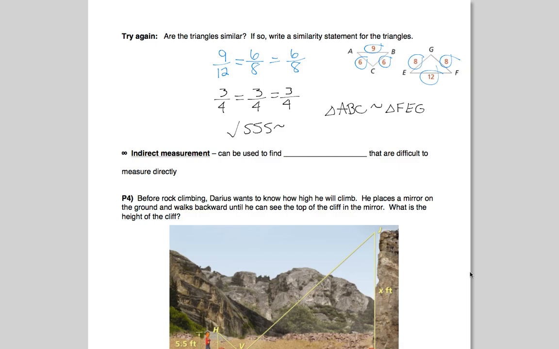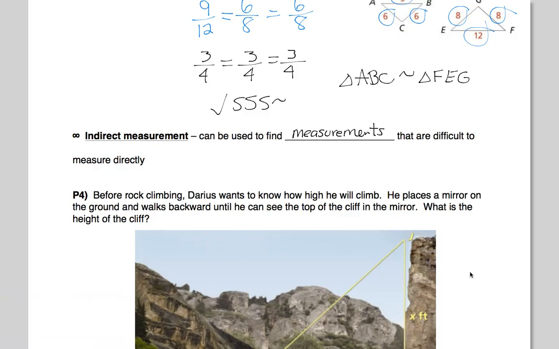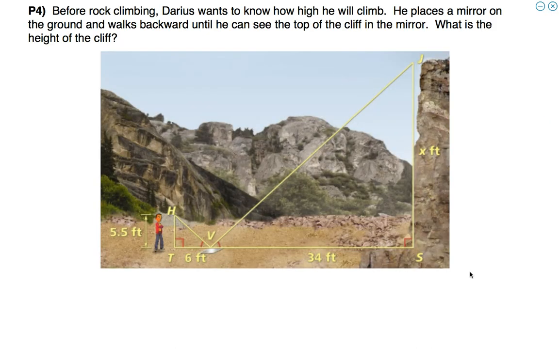All right, indirect measurements can be used to find measurements that are difficult to measure directly. Maybe they're too high, maybe it's an impassable area. We just have to find some type of geometric structure that can be placed over top of this. Now, we did this for triangle congruency, but we had congruent triangles. Now, these triangles are not congruent, which is why it's indirect measurement, mainly of a scaled up version of something that we can measure.